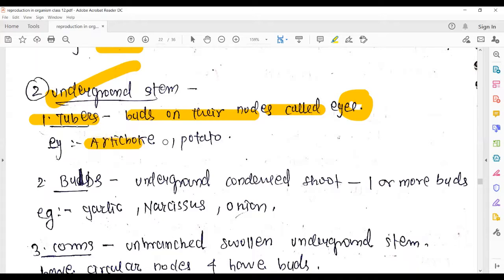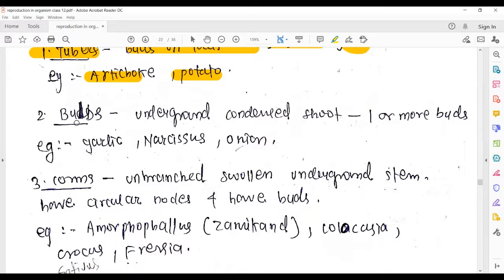So see, artichoke and potato are the examples given to you over here. Next, the bulbs. So bulb means what? There are garlic bulbs, onion bulbs, right? Then one more example given to you is narcissus. So see, an underground condensed kind of shoot. One or more buds can be developed.